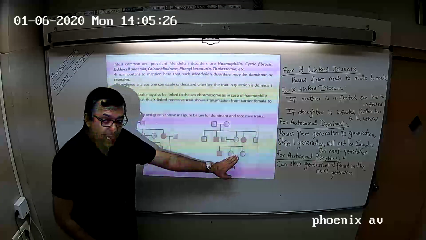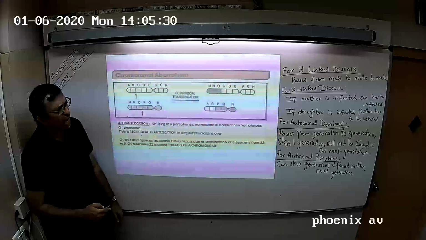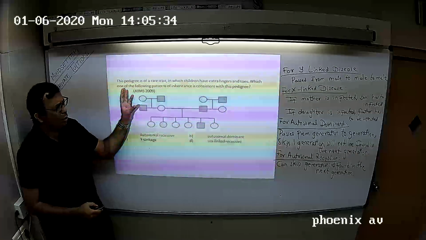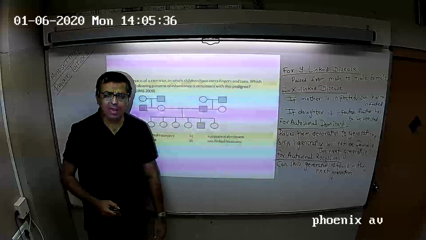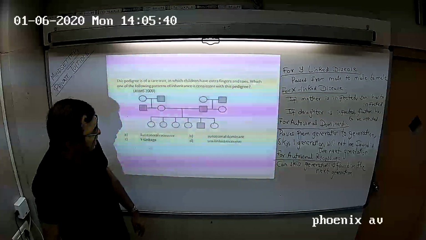ये वाला कौन सा हो गया? Autosomal recessive. और ये वाला वीडियो संभाल के रखना, because I have given you many examples of pedigree charts. तो सारी pedigree charts हम लोग कर लेते हैं.